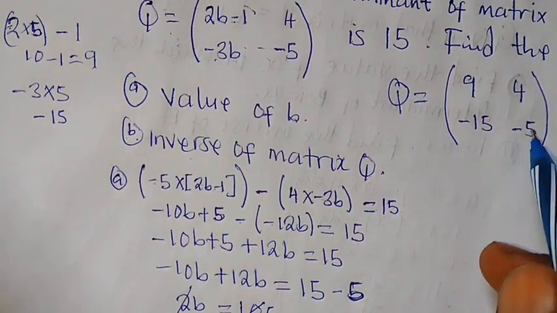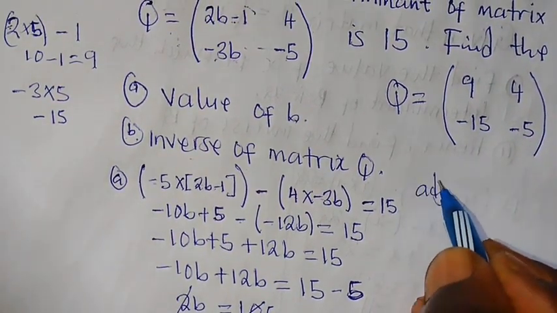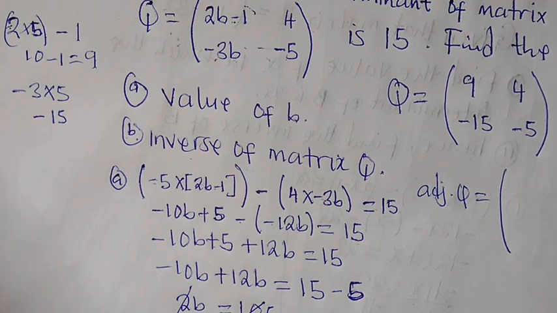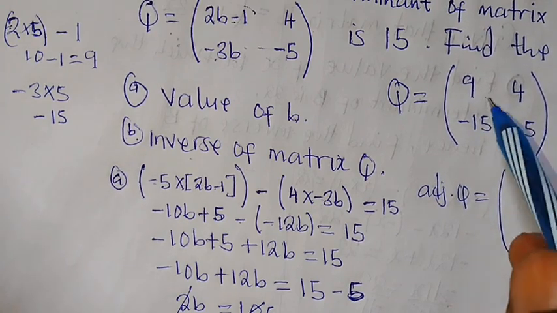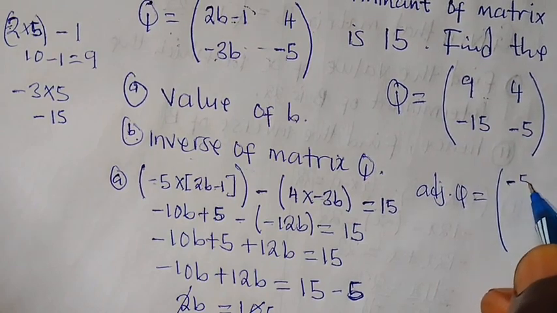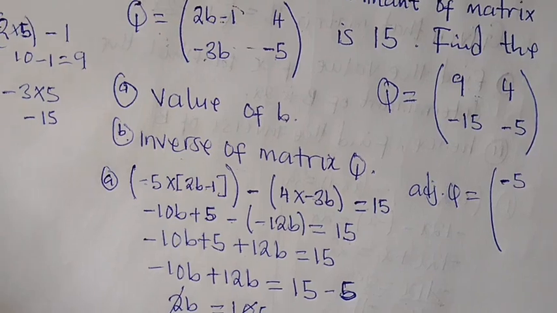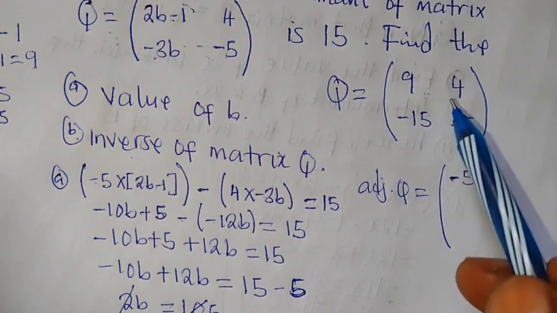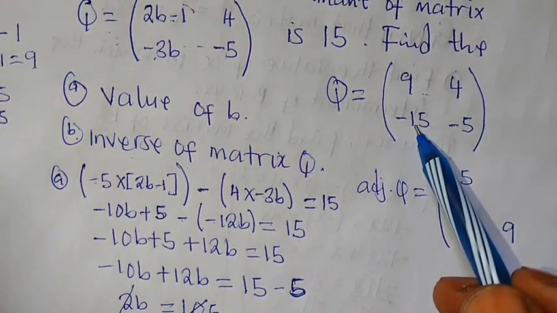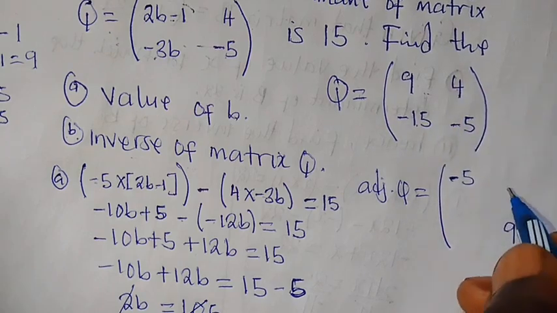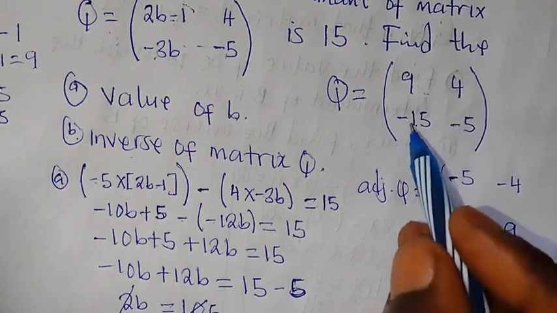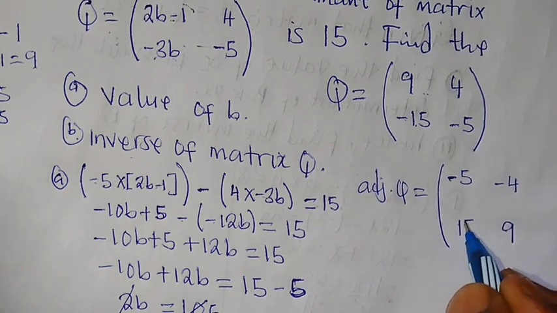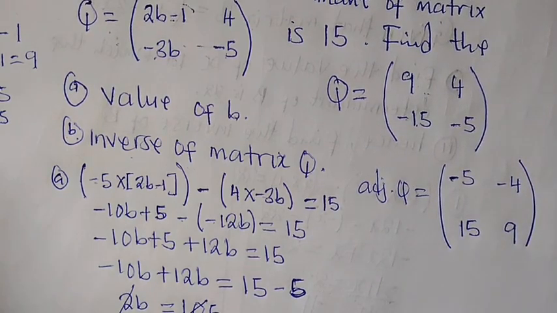So this is matrix Q. The adjoint of this matrix Q, remember what I've said? How do you find the adjoint? We swap these major diagonal elements. You're going to have a negative 5 here, then we are going to have a 9 right here. Then to these minor diagonal elements, we just add the negative sign. So this one is a positive 4, it's going to be a negative 4. This one is a negative 15, it's going to be a positive 15. So this is the adjoint of matrix Q.